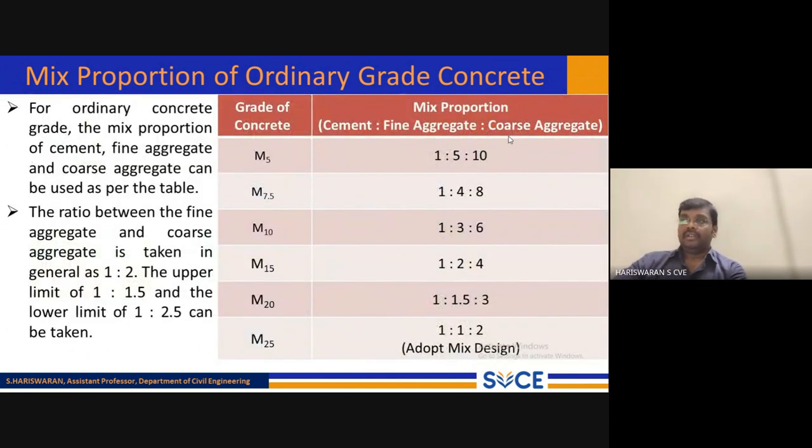Now, as I mentioned, there is an ordinary grade, from M10 as per the IS code. They mention M10 is also called ordinary grade. Ordinary grade concrete can be used for basic works, very less important or mild works. One more thing, the mix proportion indicates the ratio of the materials we are using. What is the ratio between cement, fine aggregate and coarse aggregate? These three ratios play a major role.